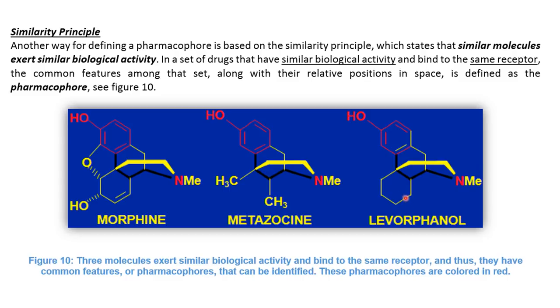We have three drugs. They have the same biological activity. All of them are painkillers, and they bind to the same receptor. This means that there must be some common features among all these three molecules, and these common features can be used to define the pharmacophore. In this case, you will see that the aromatic with the OH here occurs in all of them. The same for the nitrogen here, the quaternary or the ammonium nitrogen.